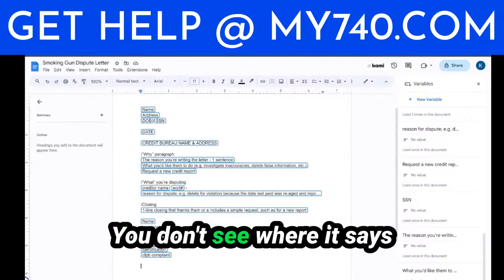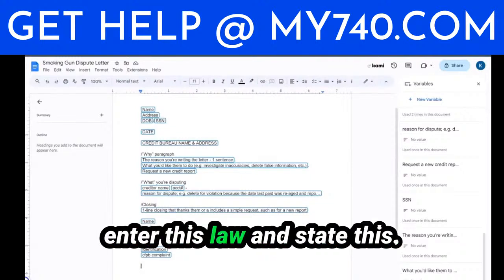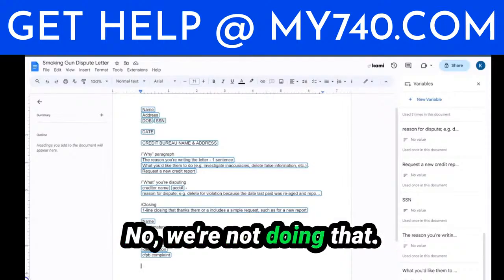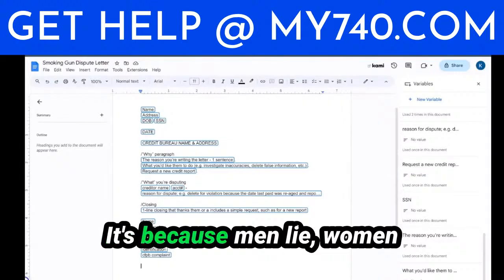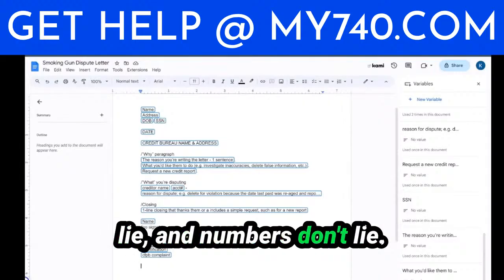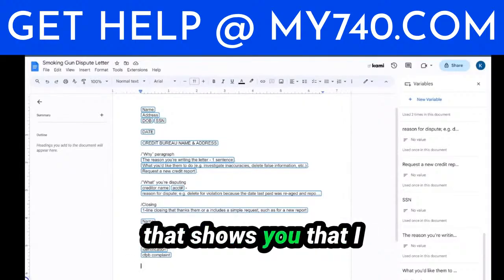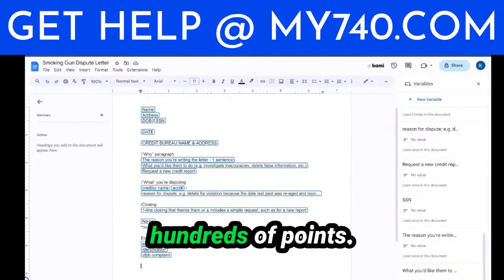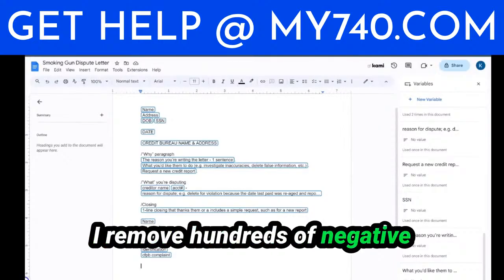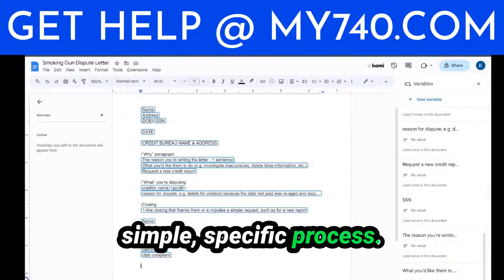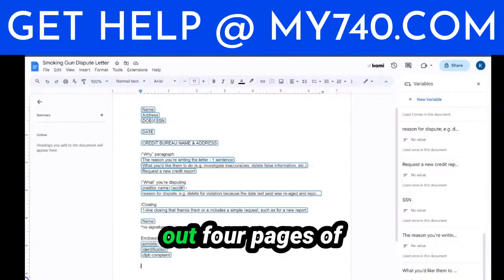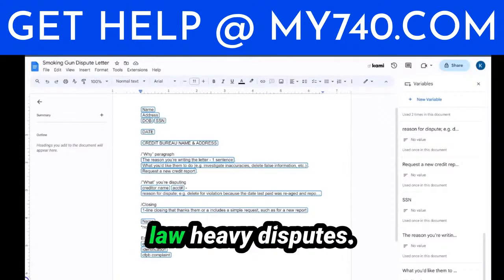That's it. You don't see where it says enter this law and state this. No. We're not doing that. That's not how you remove negative items. And how can I say that? It's because men lie, women lie, numbers don't lie. I have a whole playlist that shows you that I increase credit scores hundreds of points. I remove hundreds of negative items from credit reports. And that's because it's a simple, specific process. And it's not by sending out 4 pages of law heavy disputes.